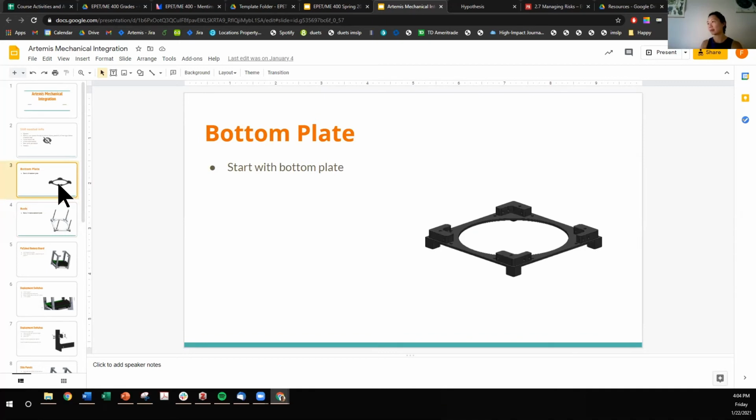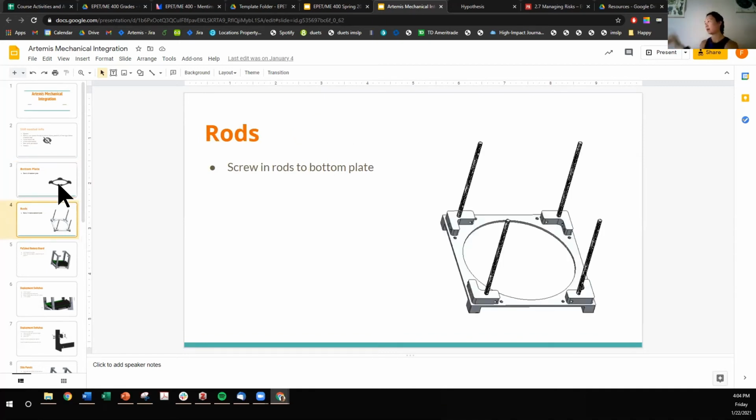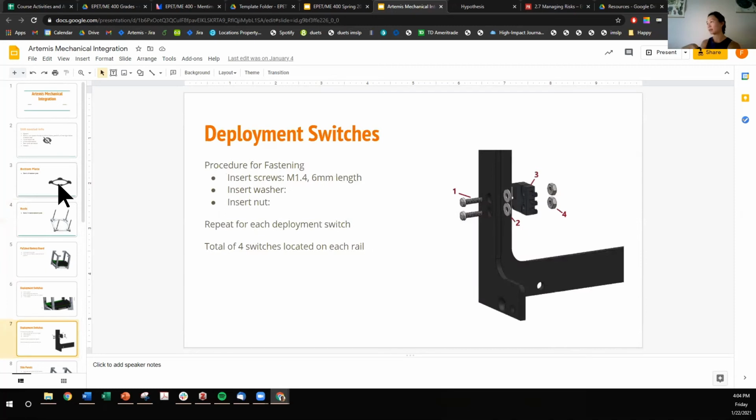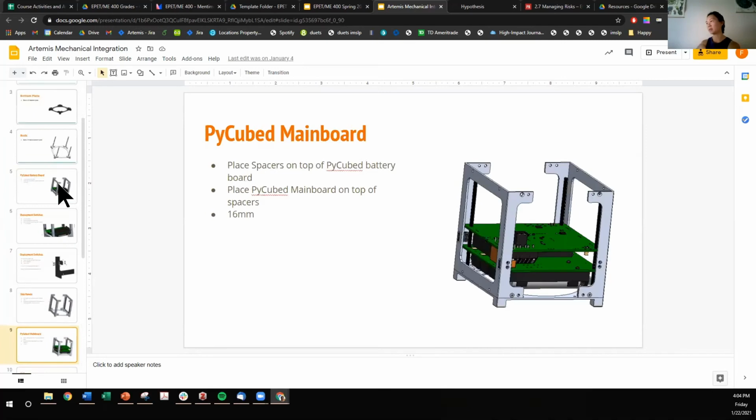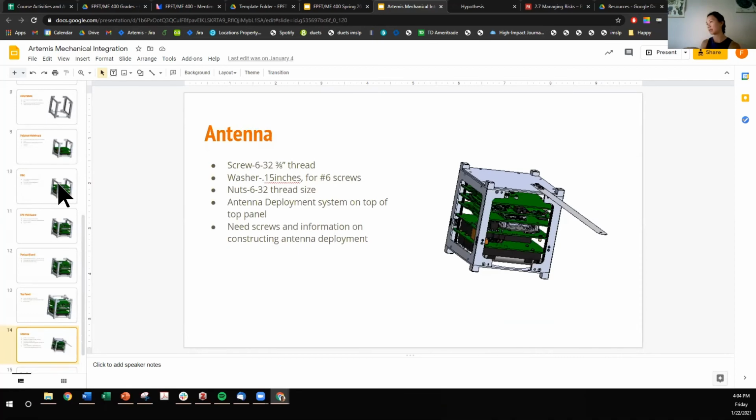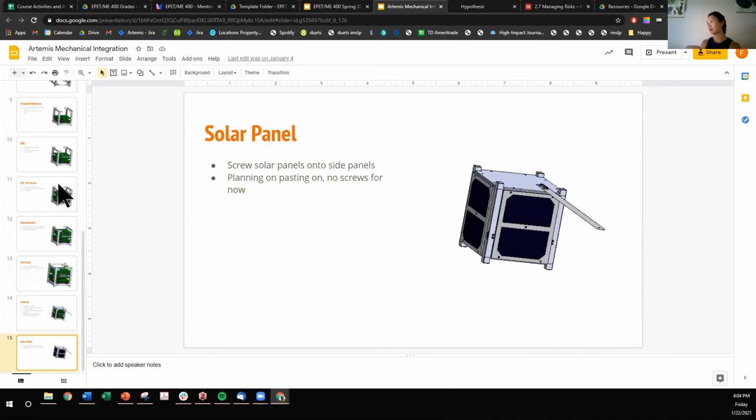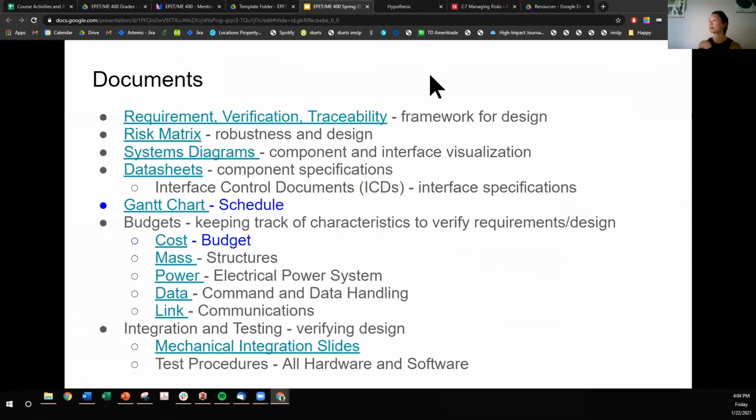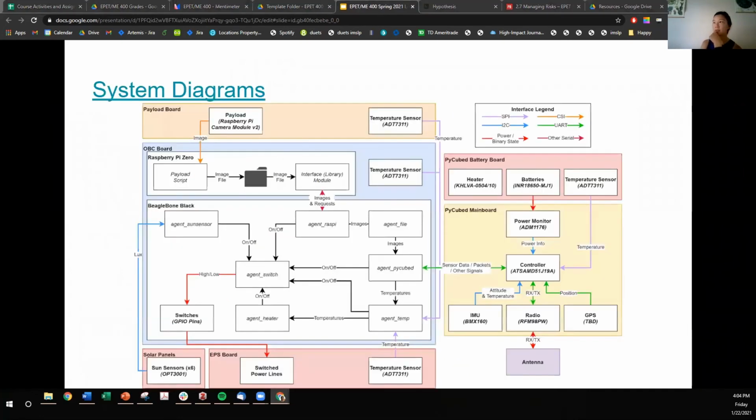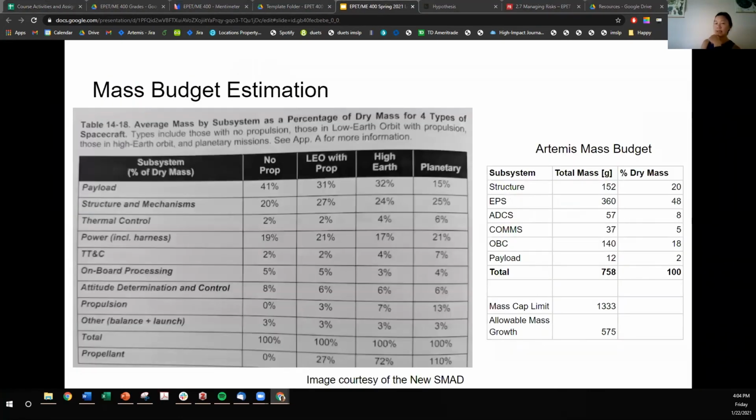So here we have the bottom plate. You put those threaded rods in, and then you put the structure around it, then the battery board. And then you have to install the deployment switches. So I'm just going to flip through, not really expanding on each step, but it shows you step by step how to put the satellite together. Woof, okay, that was a busy slide. Let's move on.